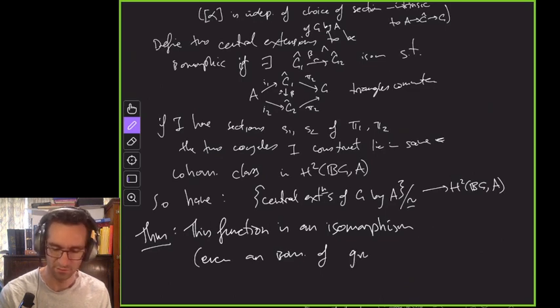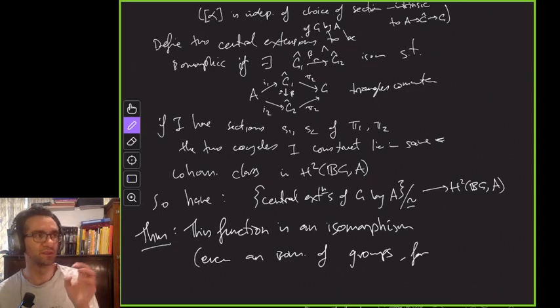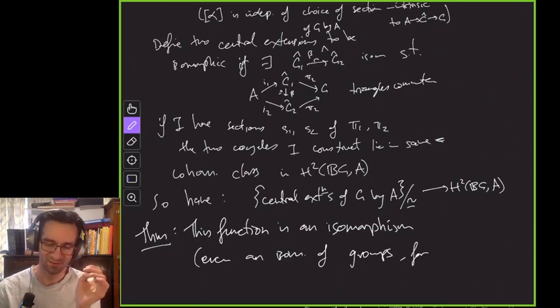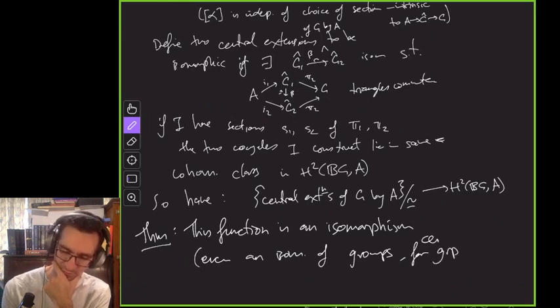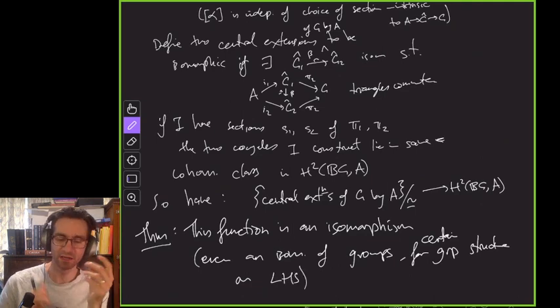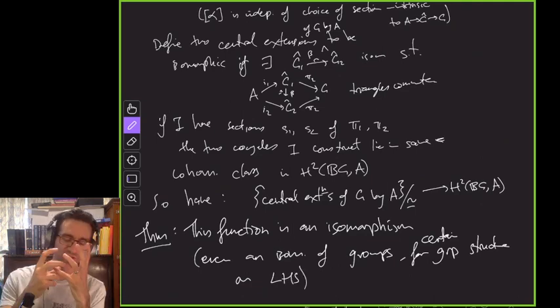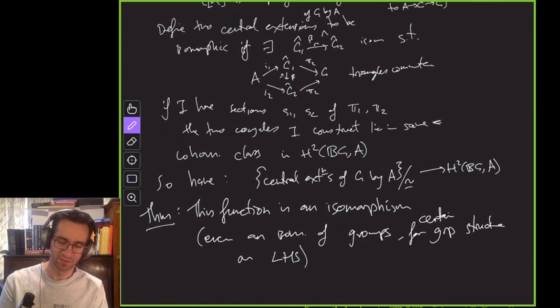I haven't said what the group structure is on the central extensions, but there is one that you can construct. I take a pair of central extensions and make a new central extension out of them. Sometimes it's called the central product.